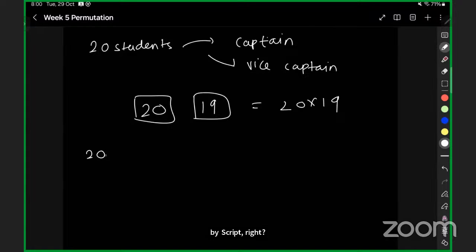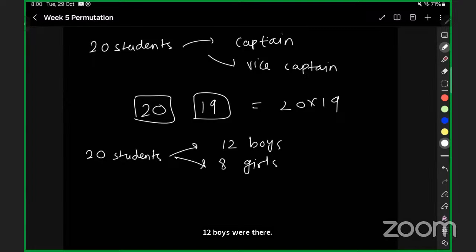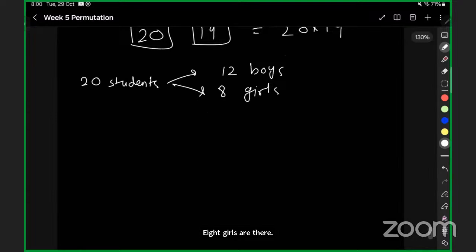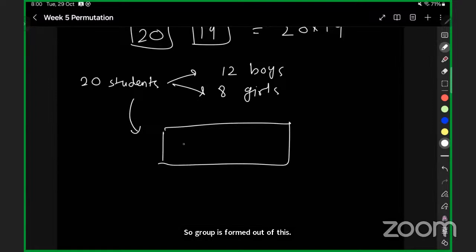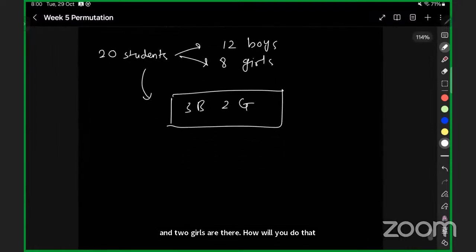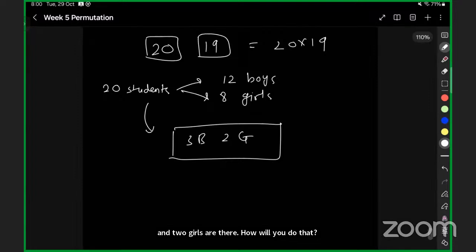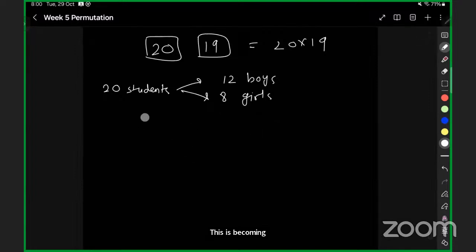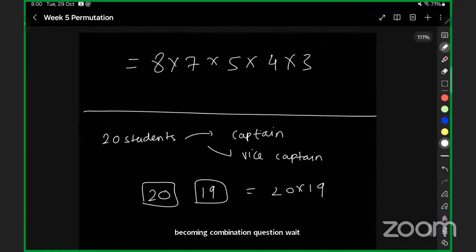So now let's say again, 20 students are there, in which 12 boys are there, 8 girls are there. In how many ways can a group of 5 students be formed out of this, in which 3 boys and 2 girls are there? How will you do that? Sir, the previous question is becoming a combination question. Wait, this is a combination question. Let's not do this.